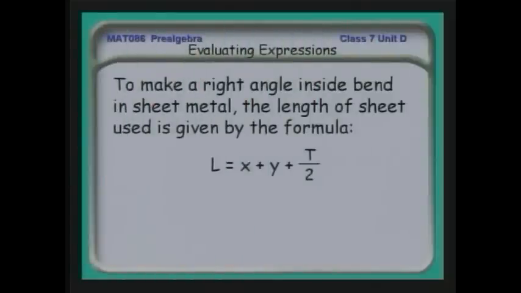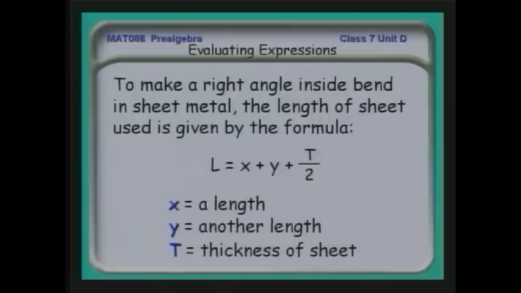Here's one that I never even saw before. To make a right angle inside bend in sheet metal, I haven't had a lot of sheet metal experience, but this is a good example. The length of sheet metal used is given by the formula x plus y plus t over 2, where x is a length, y is another length, and t is the thickness of that sheet of metal.